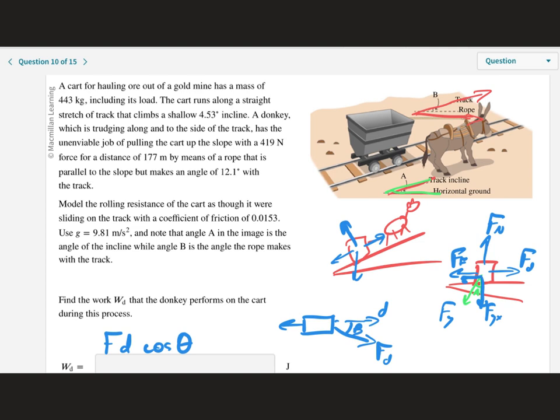So we have the force that the donkey is applying, given in the problem, the displacement, also given in the problem, and the angle, angle B, which is the angle that the rope makes, right there.